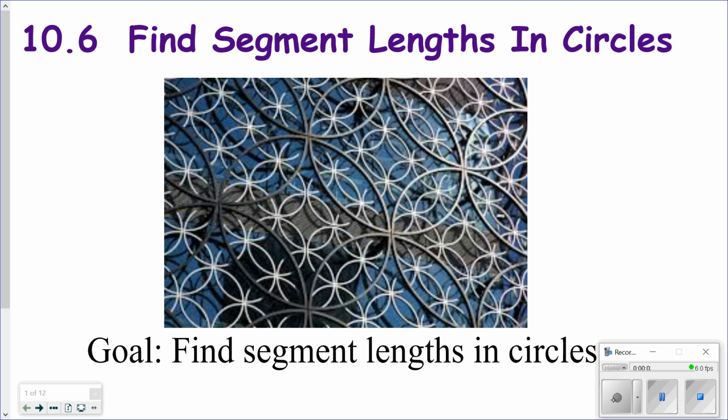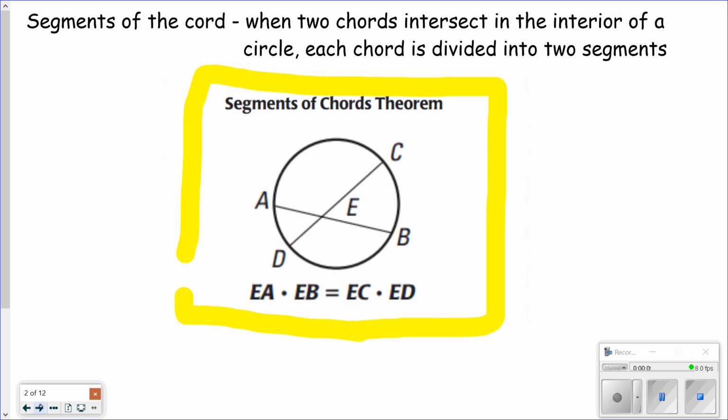Hi everyone, today we're going to start 10.6, which is find segment lengths in circles. Segments of a chord. When two chords intersect in the interior of a circle, each chord is divided into two segments. So now let's look at the segment of chord theorem.